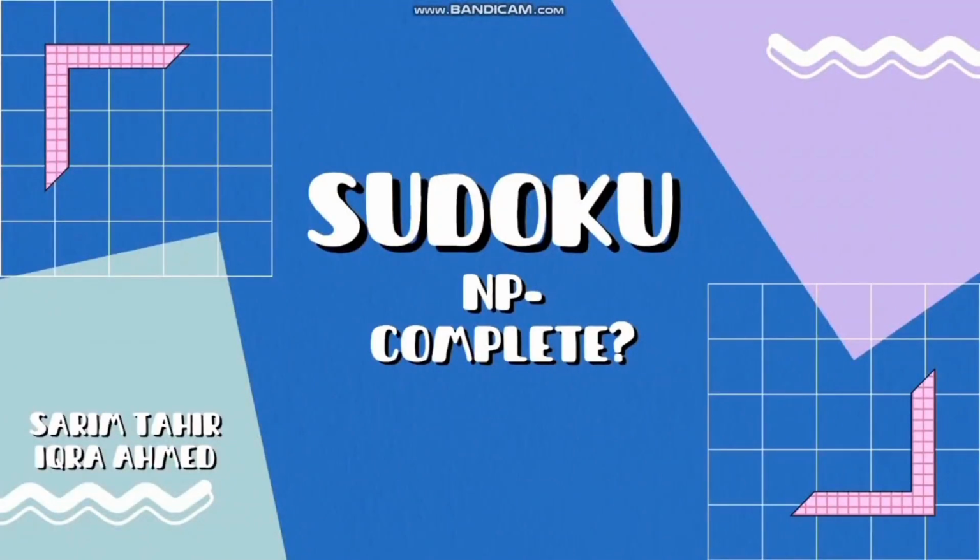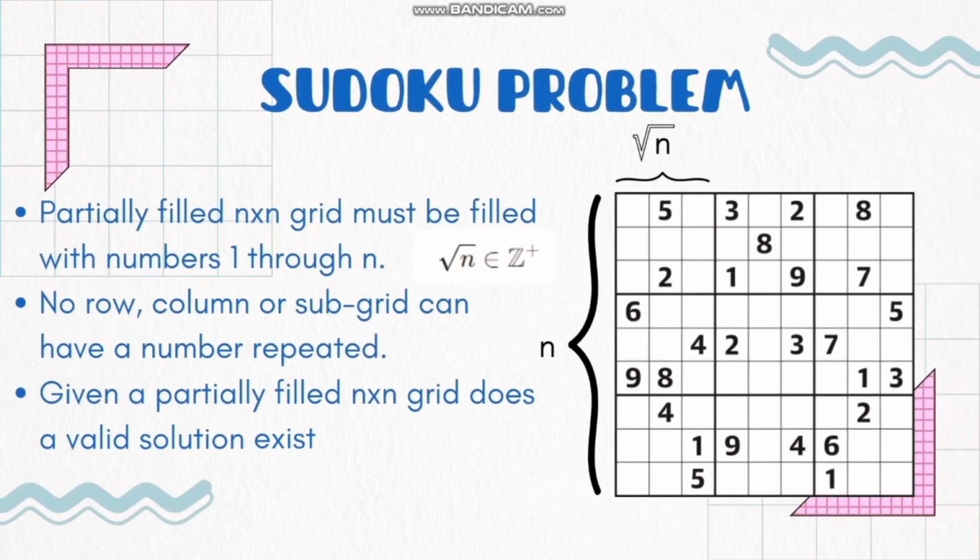In this video, we'll look at Sudoku as an NP-complete problem. First, we'll look at Sudoku itself. Sudoku is a partially filled n by n grid which must be filled with numbers 1 through n. Now, n must be such a number that the square root of n is a positive integer because the grid contains subgrids of size square root of n by square root of n.